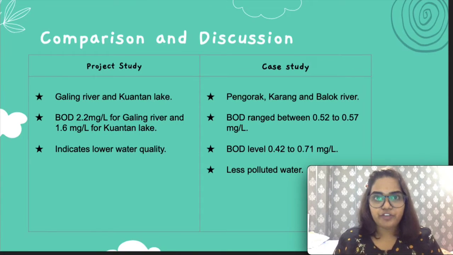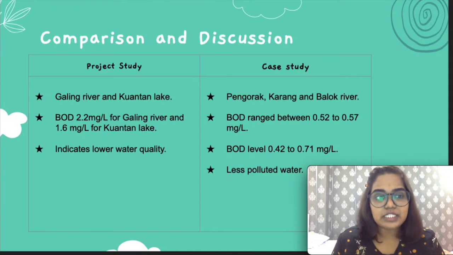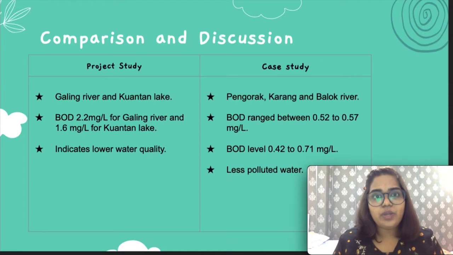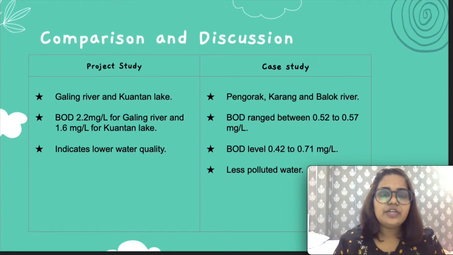As we chose BOD for this study, I'm going to talk briefly about what BOD is. The BOD test is to determine the biological and chemical oxygen demand of wastewater. Water samples are cultured for 5 days in the BOD test. Microorganisms in the cells metabolize nutrients during this incubation period. In this project, we tested BOD readings for Galing River and Kuantan Lake. The BOD reading obtained for Galing River is 2.2 mg per liter and 1.6 mg per liter for Kuantan Lake. Both samples indicate low water quality, which means both the river and lake were polluted.